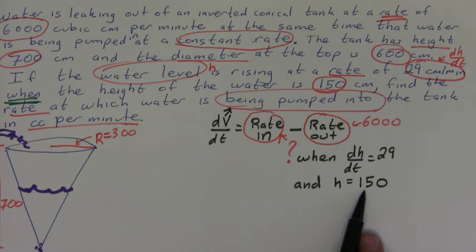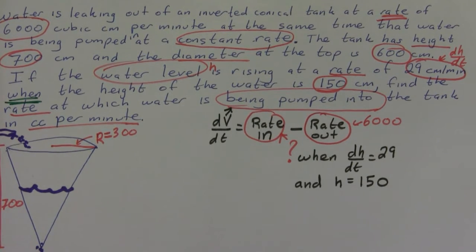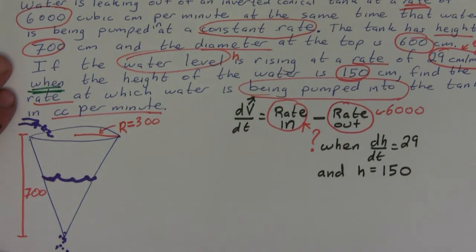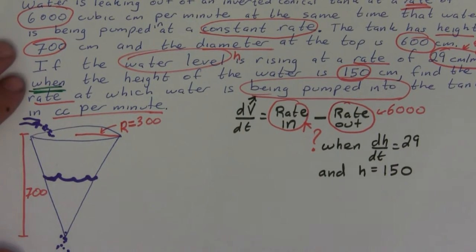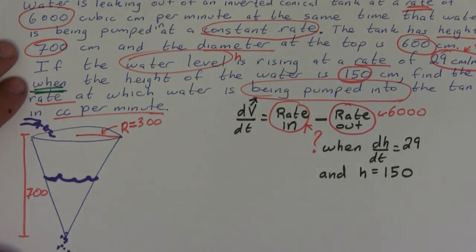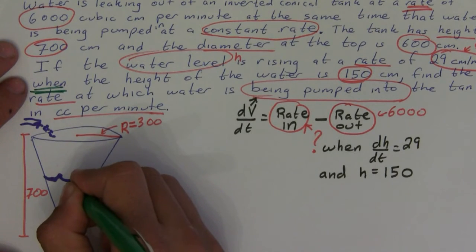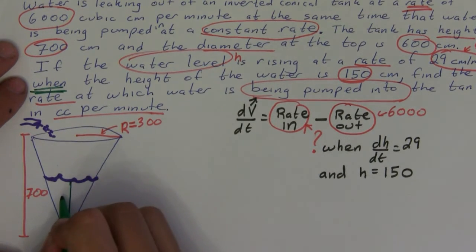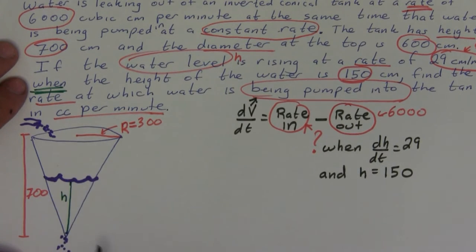Okay, so that's good. Now let's finish labeling our picture over here. What we have then is that if we draw a little line here, this is the water level right here. This is H.